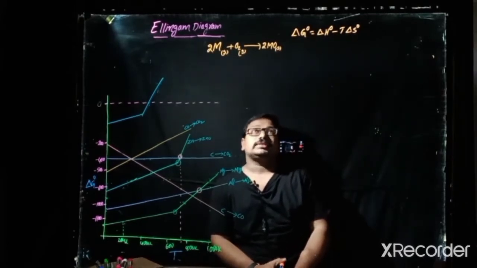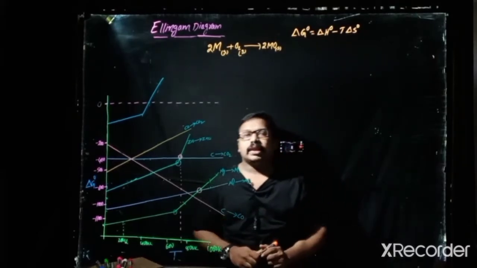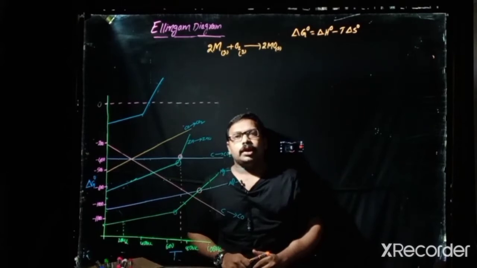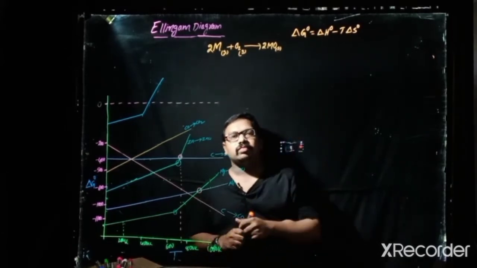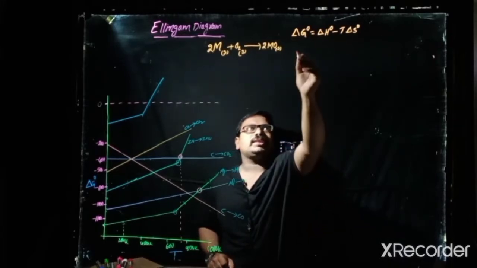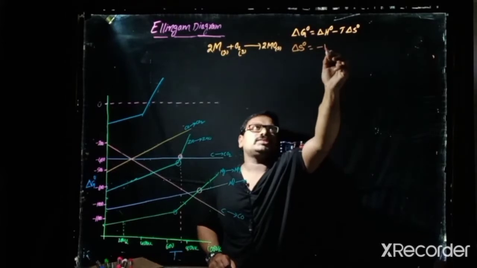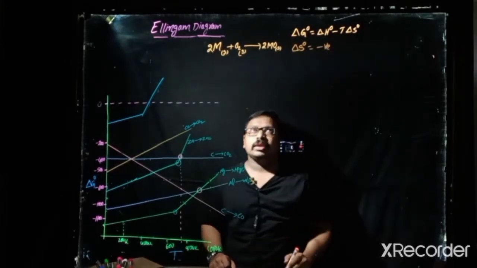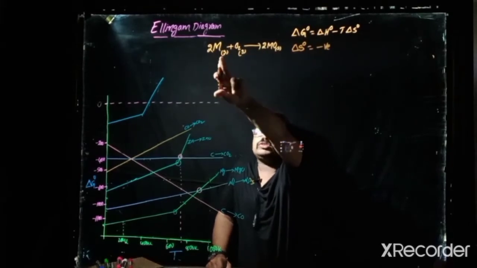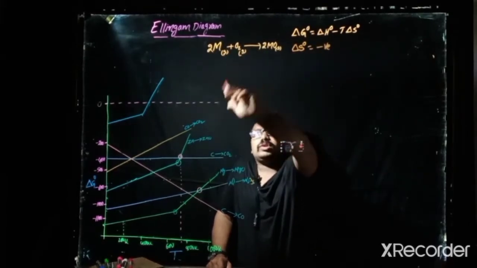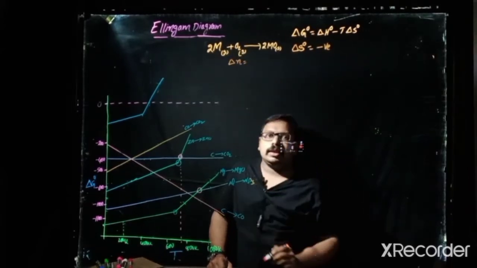Okay, if you observe the oxidation of metal, the change in entropy value will be negative for the entire oxidation of the metal. Why? Because on the product side a solid is there, and on the reactant side one solid is there. So if you are calculating delta S, here we are getting a negative value.